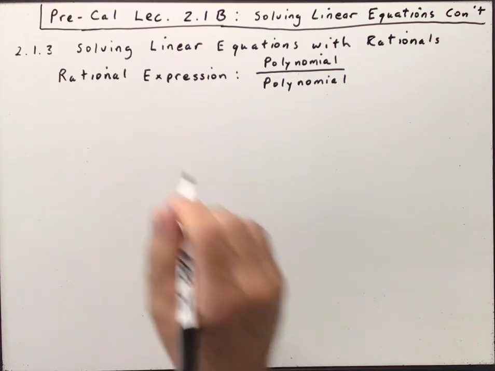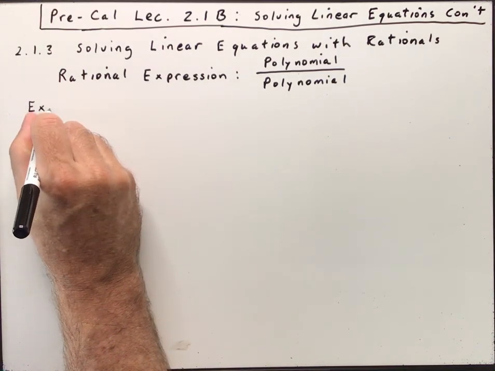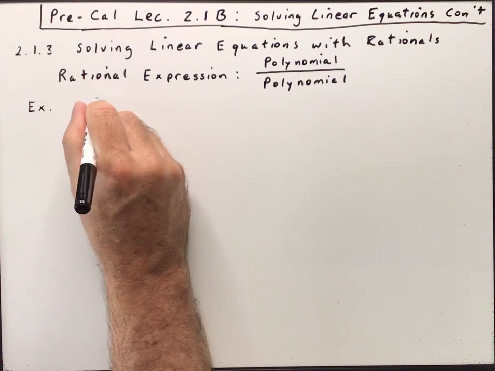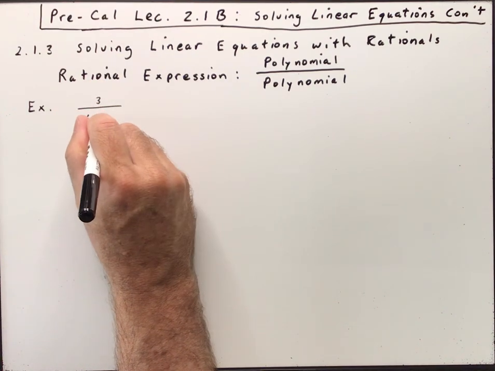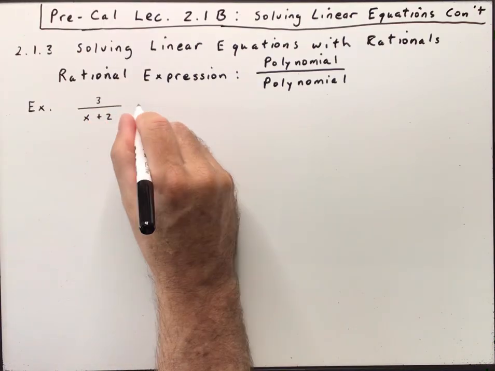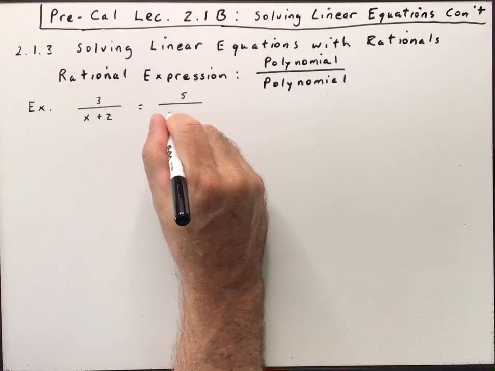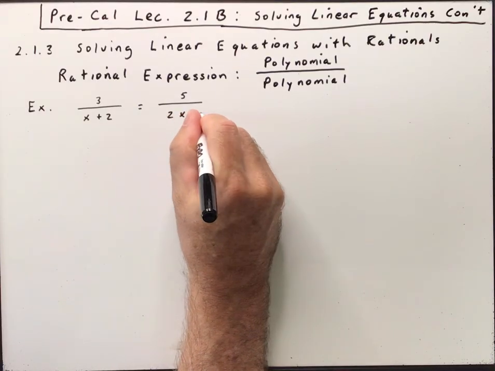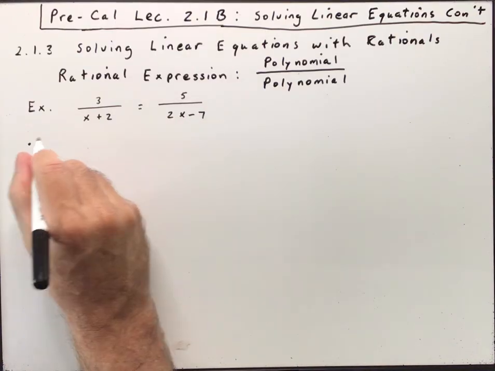So we'll start with one that doesn't look too much different from your homework from yesterday. So let's say we want to solve for x, and we have 3 over x plus 2 is equal to 5 over 2x minus 7. And we want to solve for x. So let's do it the long way first.